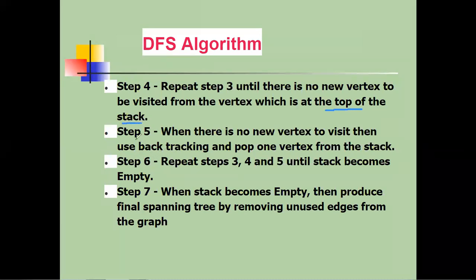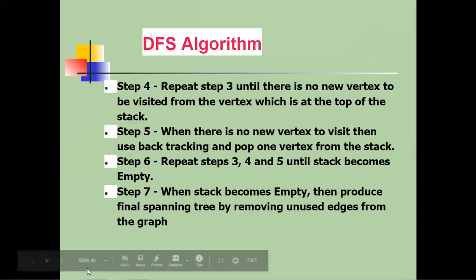And step 5, when there is no new vertex to visit, then use backtracking, which means we have to decrement the top of the stack by 1 and take that vertex as the current node. Step 6 is repeat steps 3, 4, 5 until the stack becomes empty. After that, we produce the final spanning tree, that is our DFS result. So now we'll focus on the example.